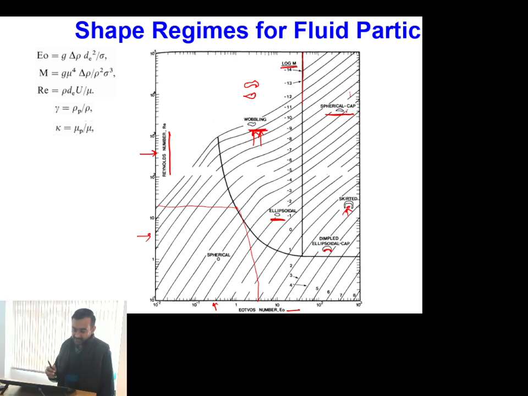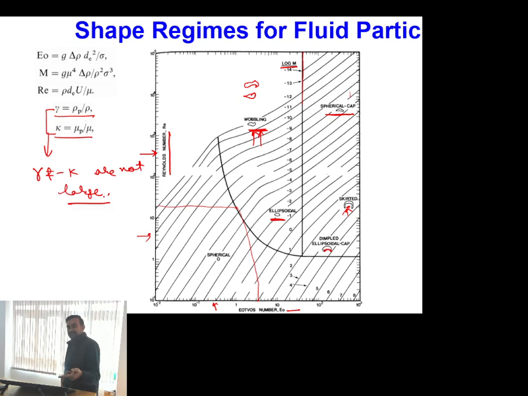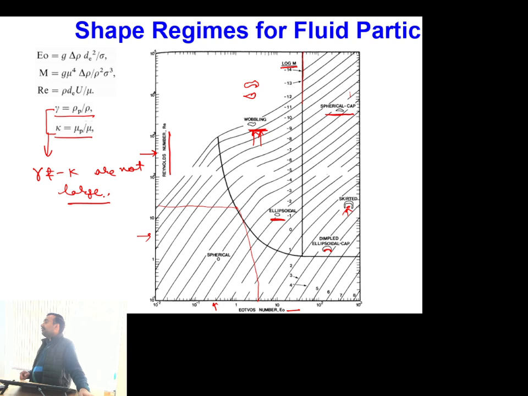Ultimately we have to remember one point, that this particular curve is applicable when gamma and k are not large. So what is gamma? Gamma is the ratio of density of the particle to the density of the surrounding fluid, and k is the ratio of viscosity of the particle to the viscosity of the surrounding fluid.